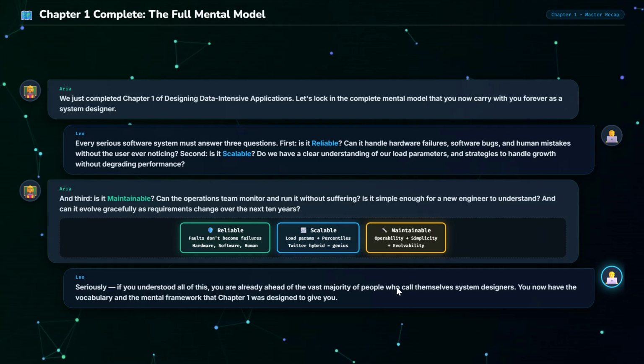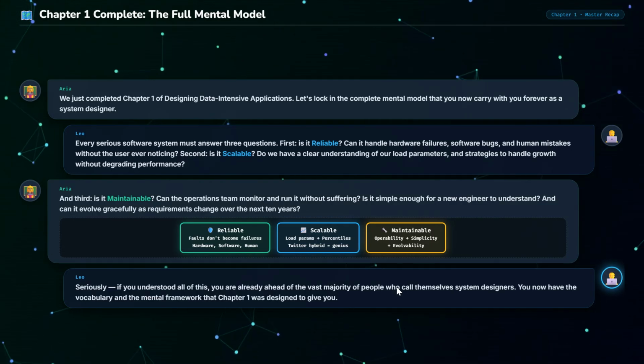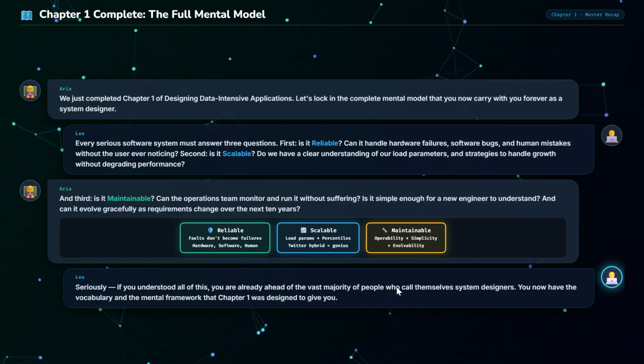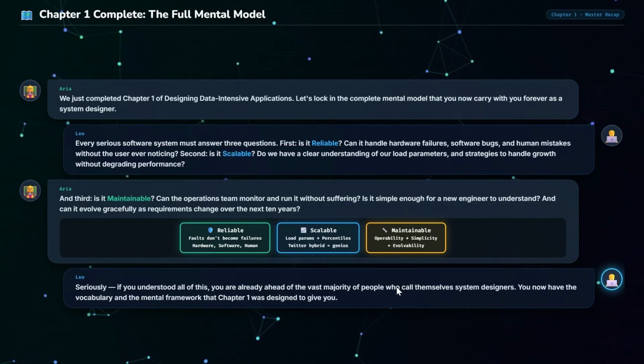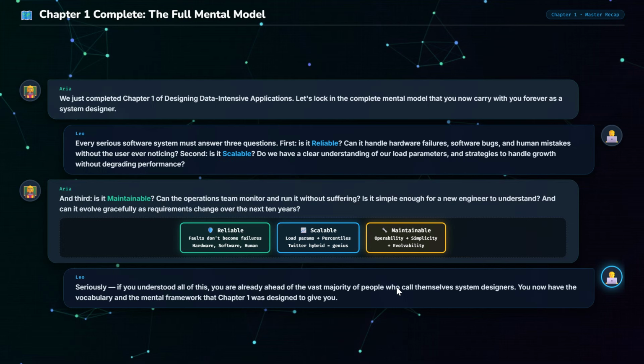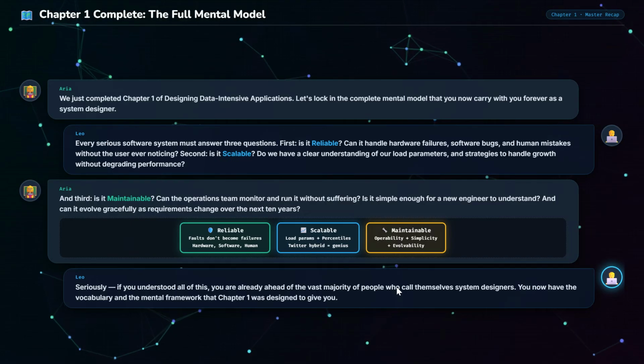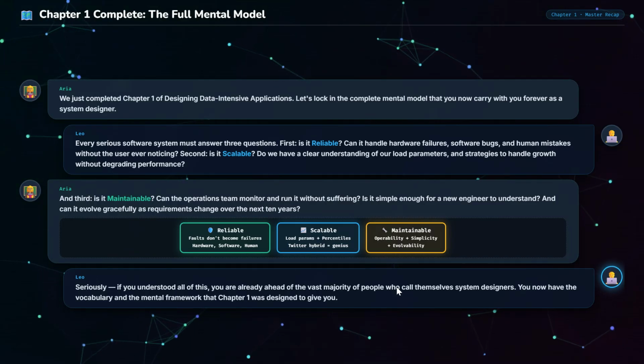And I want to say, if you absorbed and understood everything we covered today, you are genuinely ahead of a large majority of people who call themselves system designers in the industry. This vocabulary and this framework are the foundation that everything else in this course builds upon.